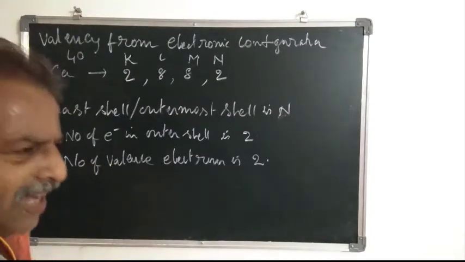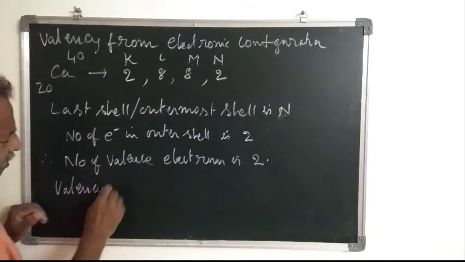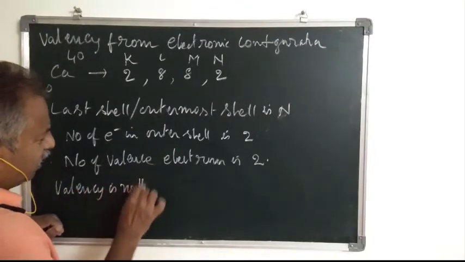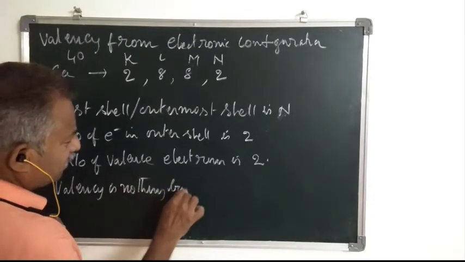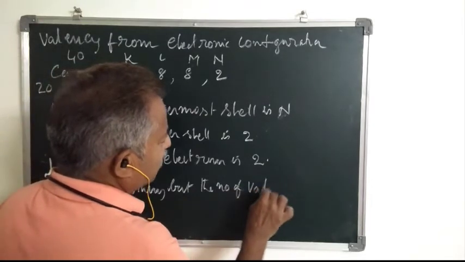Then how do you find the valency? So valency is nothing but the number of valence electrons.